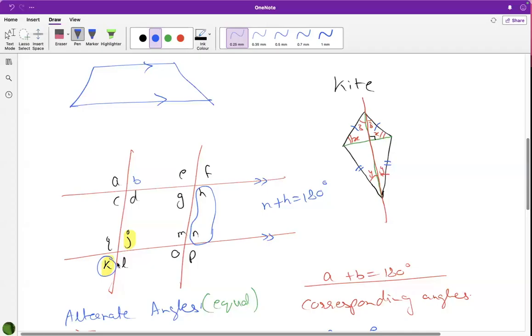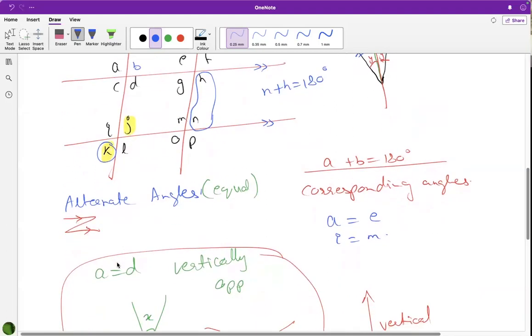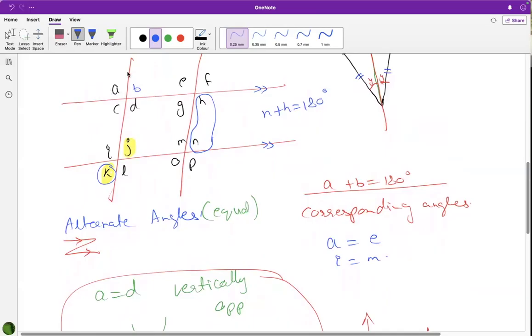Now about the Z ones. Alternate. Let's say this is Z. So C and J are equal. And for the same J, we can draw one more Z. Let it be in this blue. You see this second line and this third line. May I say J and O are also equal? Yes.